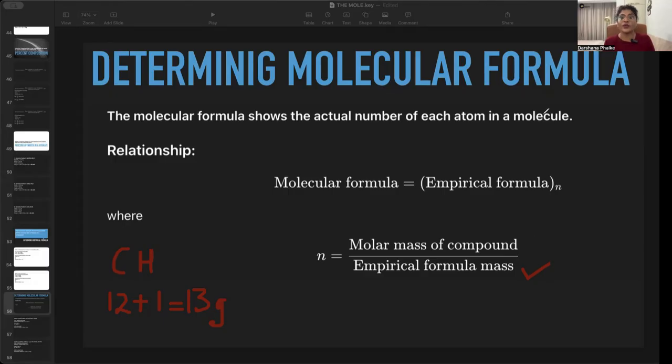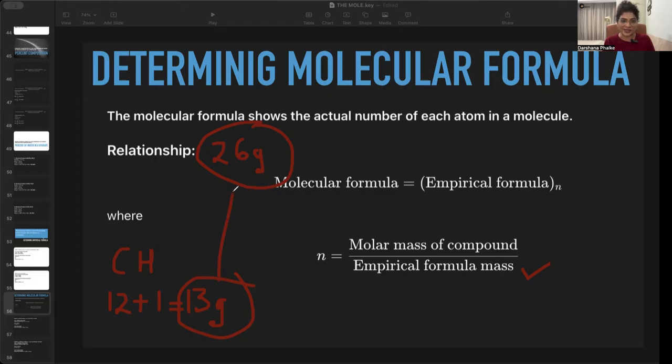mass in this question. So let us say they say the molar mass is 26 grams. If they say the molar mass is 26 grams, what does that mean, students? The actual molecule is having 26 units of mass, whereas your empirical formula has 13 units of mass. How many of these 13 units are present in the actual molecule? 2, right? This is 13 and the actual molecule is 26.